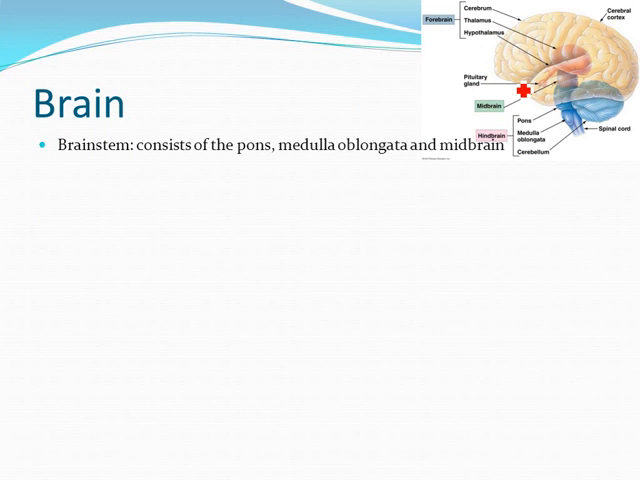Okay, the brain stem consists of the pons. The pons is located over here. The medulla oblongata, or just the medulla, is just this portion of it.